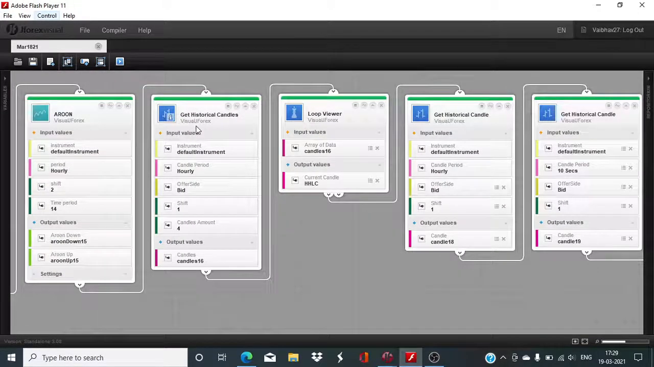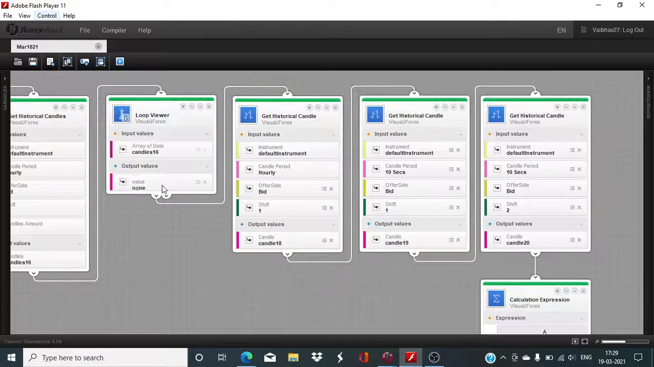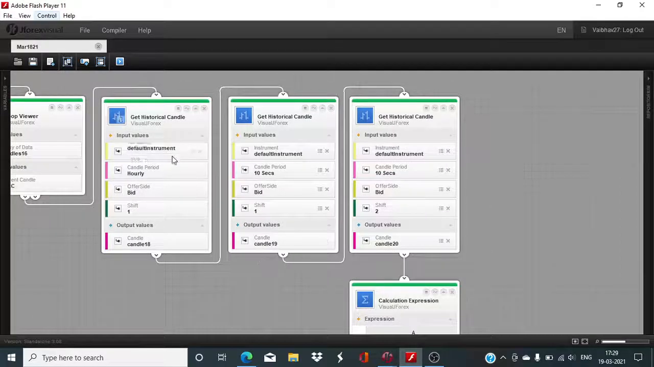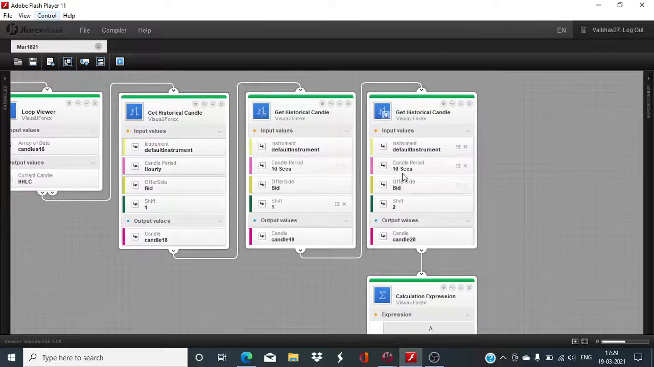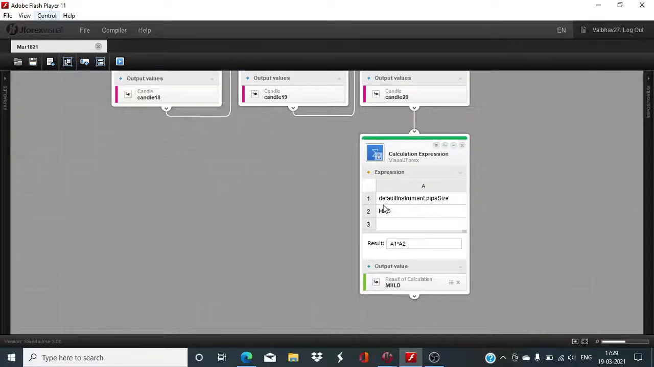Then this cluster of get historical candles, 4 candles of 1 hour each, to look at the price action. To retrieve the individual variables from the array of data, the loop viewer has been used. To look at the last hour's price action, we will be utilizing this historical candle of hourly time frame, and then to pinpoint the exact entry and exit point, these 10-second candles with look back period of 1 and 2 are being used respectively.